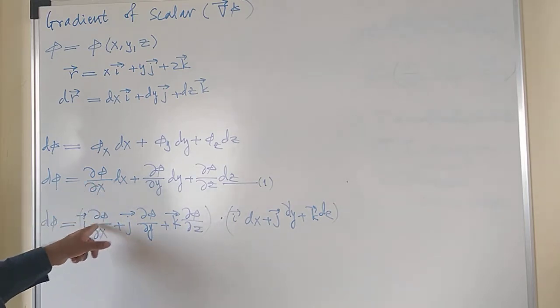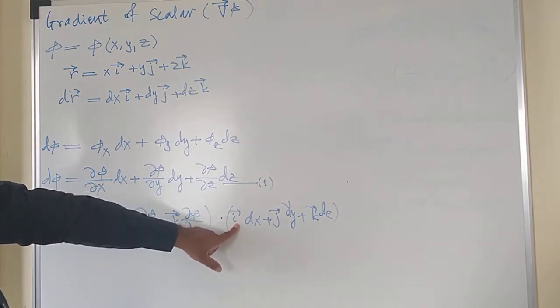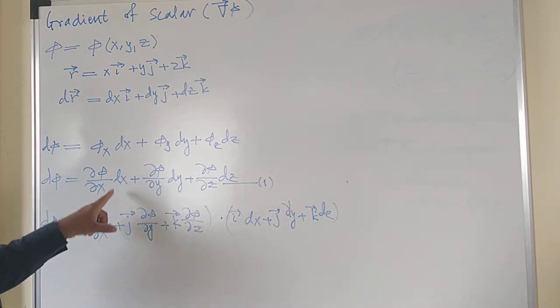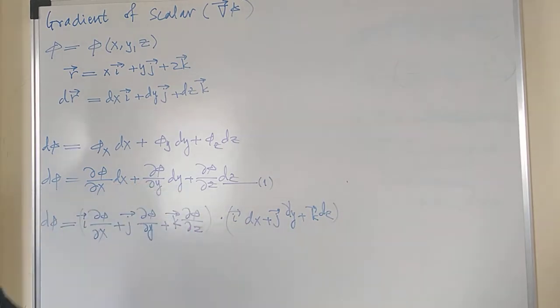So dot product of this with this, i dot i is 1. So you will get dou phi by dou x into dx. You are getting this term. Similarly, you will get the second and third terms also. So this is d phi. I have written it in terms of a dot product.